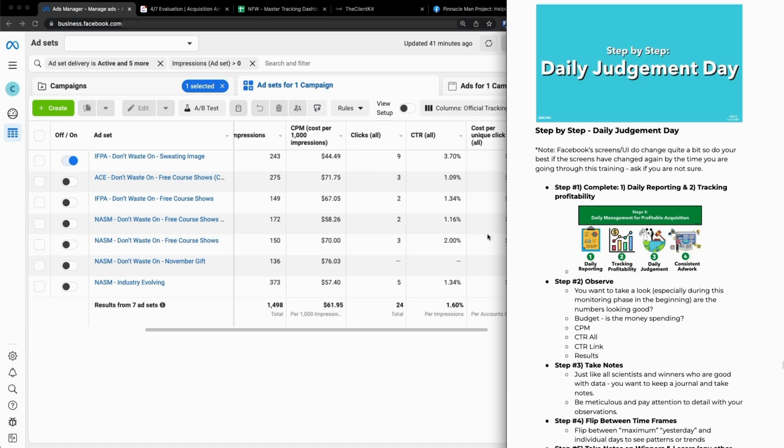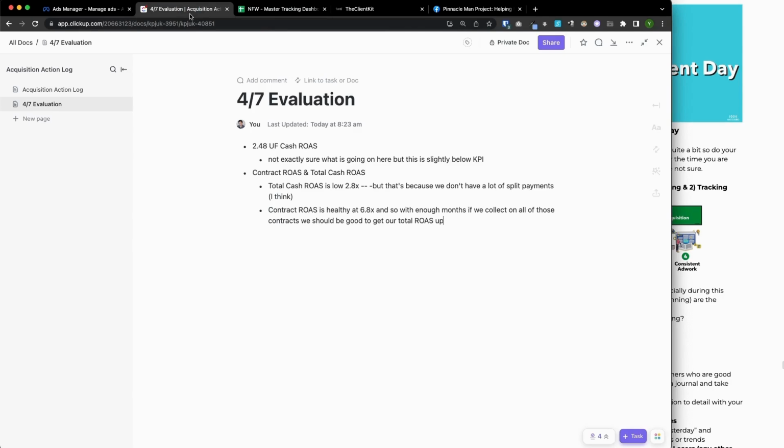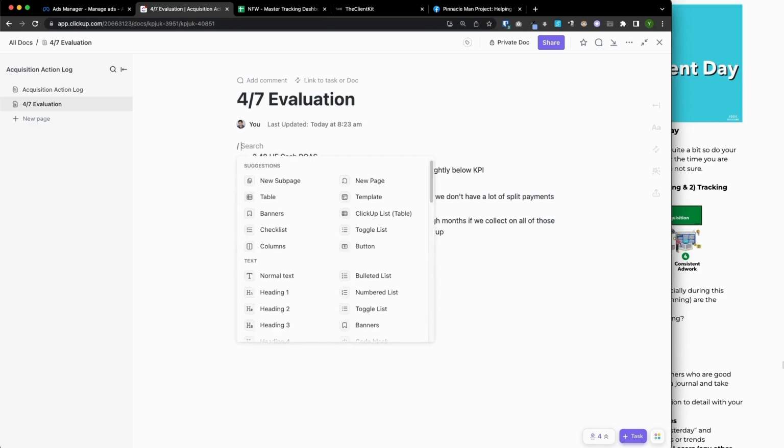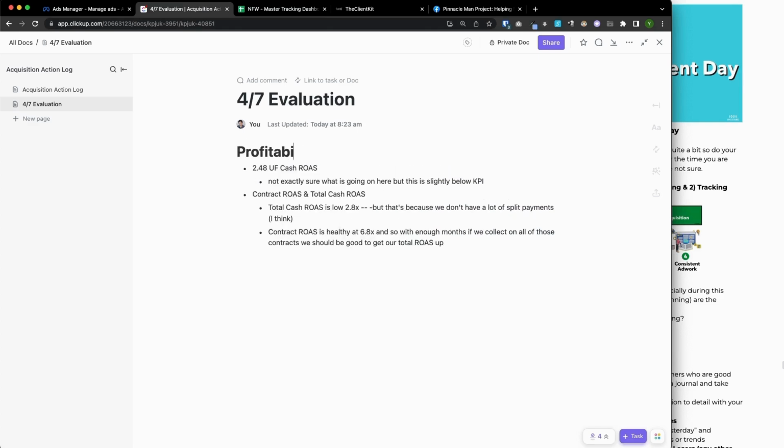Now, the other thing that we have touched on in the other mini trainings as well is taking notes, right? However you want to take notes, whether that be on Evernote or ClickUp or wherever you want. Let's say, for example, we're doing it on ClickUp. Again, just as an example, do not take this literally. We can have our 4-7 evaluation. Earlier on, we talked about profitability, right? So if I wanted to annotate this, I could say this was for profitability.